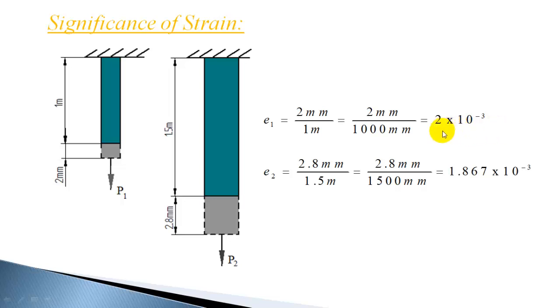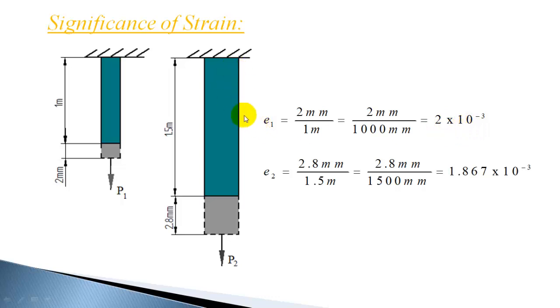Or if you are taking the unit as centimeter, a 1 centimeter length of the bar will elongate by 0.002 centimeter. If you use centimeter for the length, then even the elongation will be in centimeter. So this quantity denotes the elongation produced in unit length of the bar.